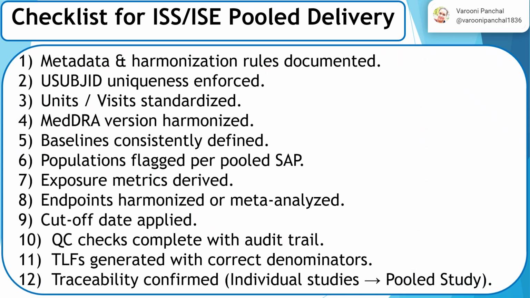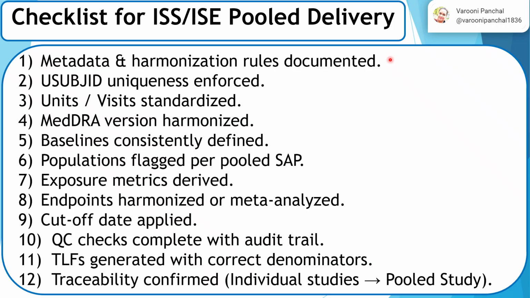Now the checklist for ISS and ISE pooled delivery. Number one is metadata and harmonization rules documented. When we work in a clinical trial study, the thumb rule is that whatever is conducted needs to be documented, and whatever is not conducted also needs to be documented. So documentation in a clinical trial is very essential.